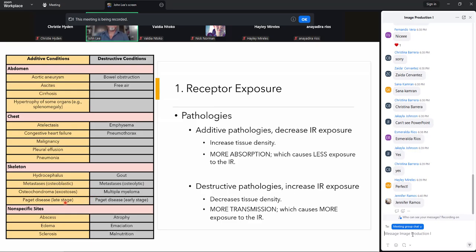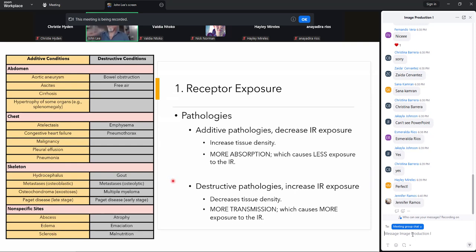The other one is Paget's disease. Late stage Paget's disease is considered an additive condition, whereas early stage Paget's disease is a destructive condition. Non-specified sites, these pathologies can occur in different areas and affect multiple areas, depending on their severity. So this is a good chart to have.